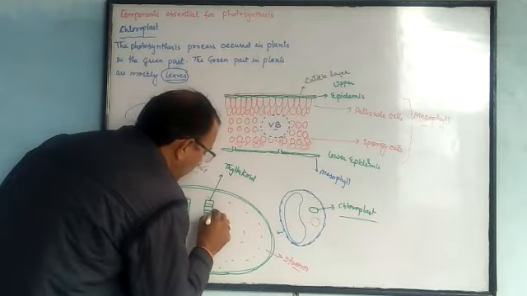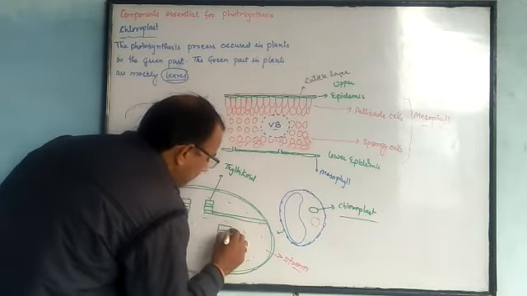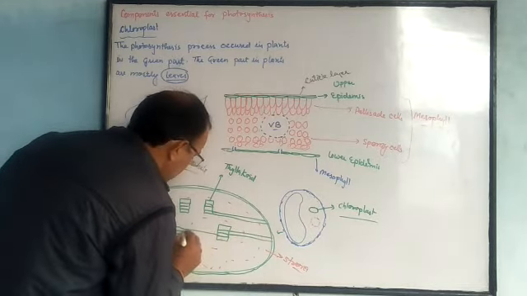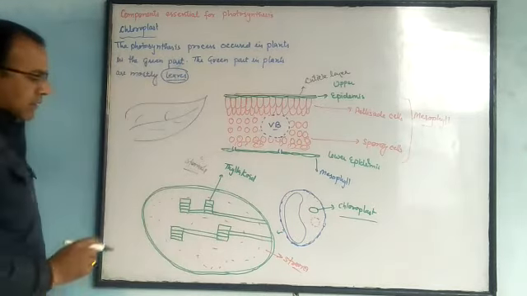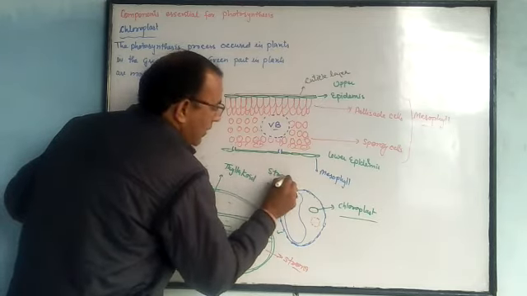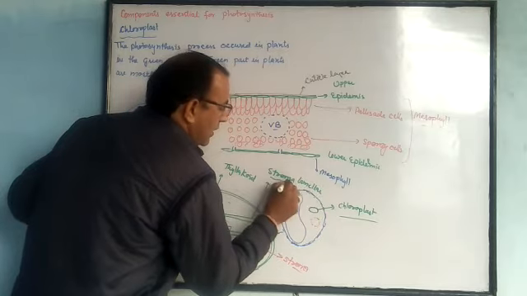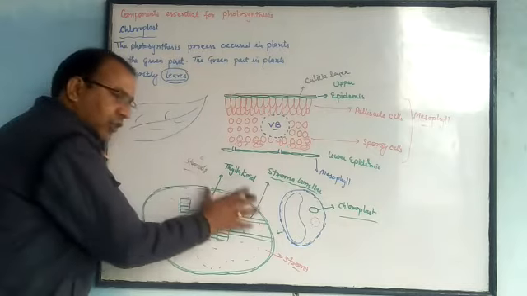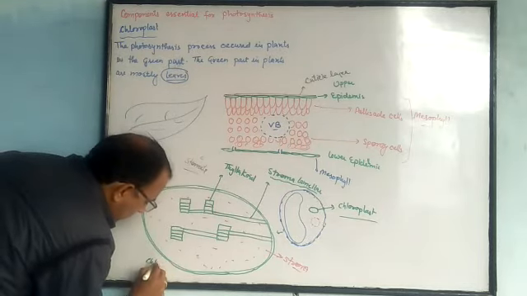All grana are attached with long tubules through the inner membrane, or with other grana. These tubules are known as stroma lamellae, which we have already discussed in the anatomy of flowering plants. This is the structure of a chloroplast.